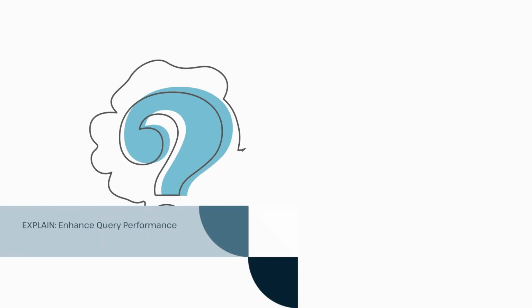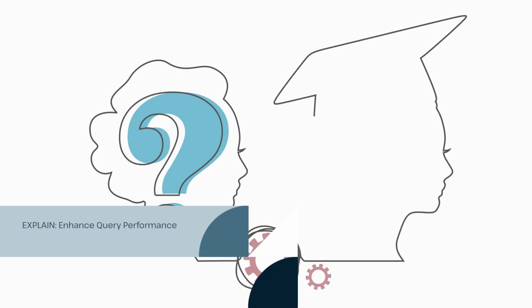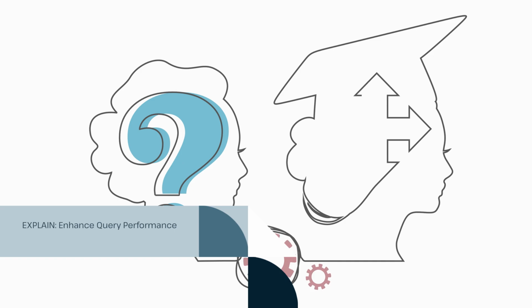EXPLAIN is your friend. It shows how a query is executed, helping you identify bottlenecks. Regularly using EXPLAIN can lead to better query performance.